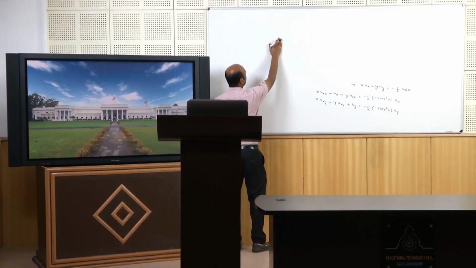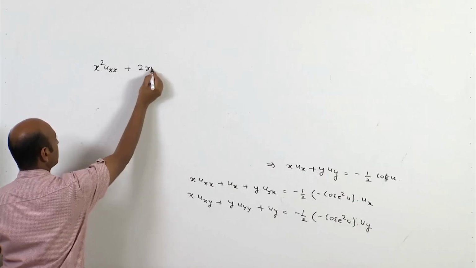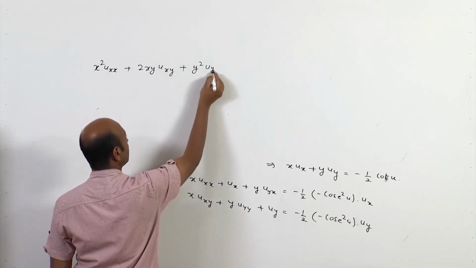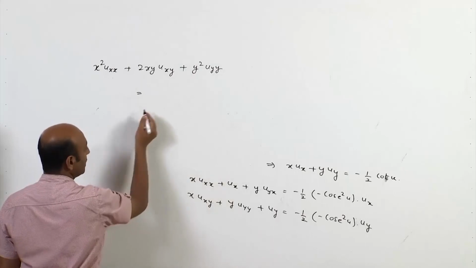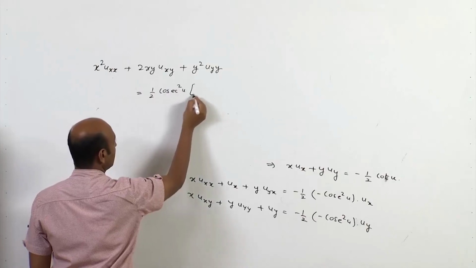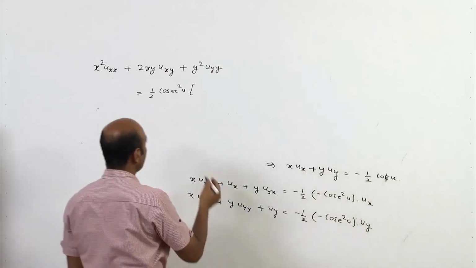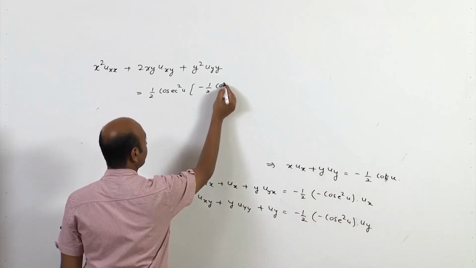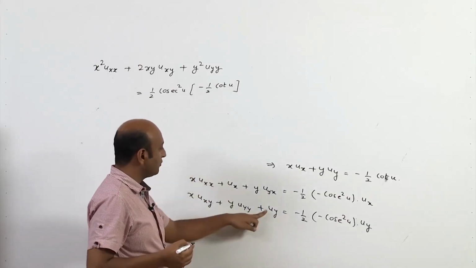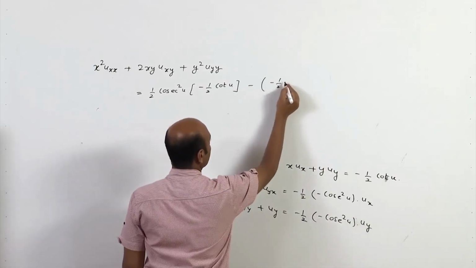We obtain x square u x x plus 2 x y u x y plus y square u y y, which will be equal to 1 by 2 cosec square u coming out, times x u x plus y u y, which is minus 1 by 2 cot u. And this x u x and y u y will go to the right hand side, which is negative of minus 1 by 2 cot u.